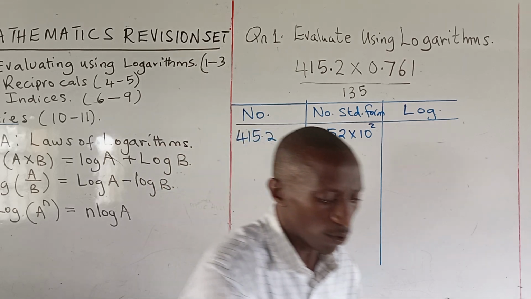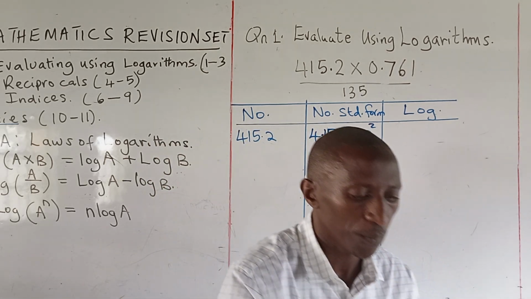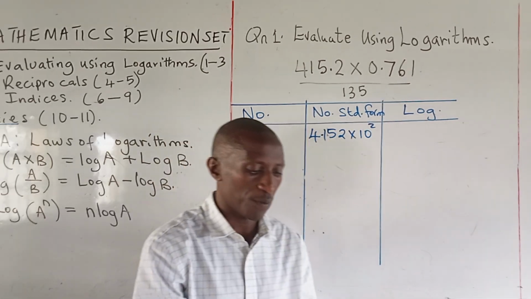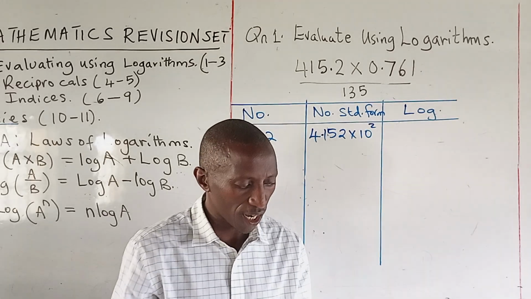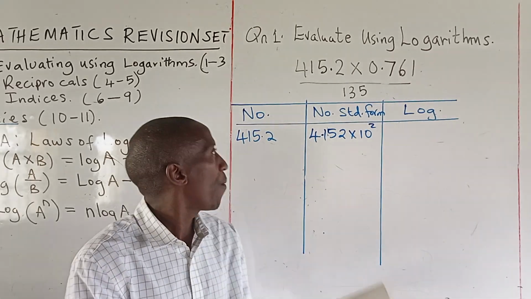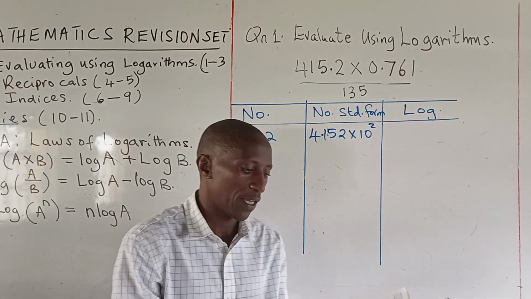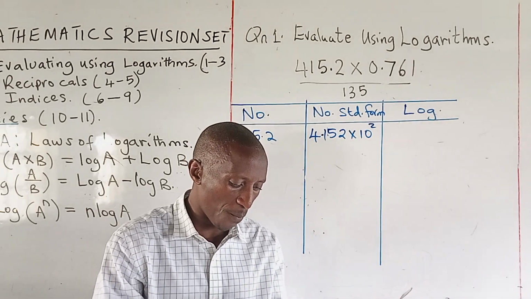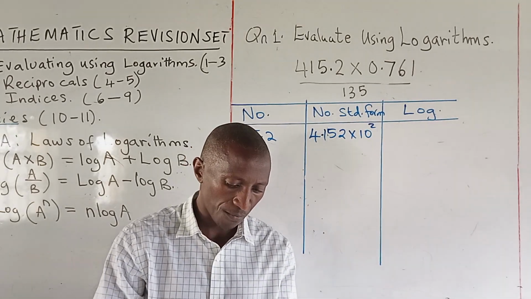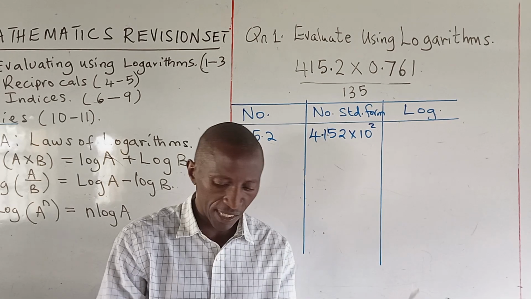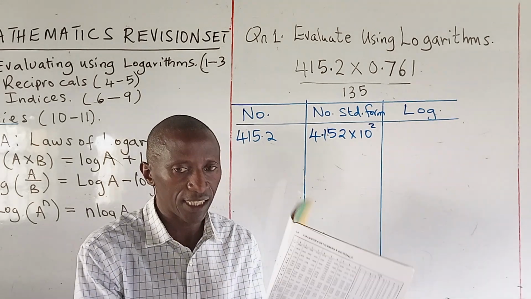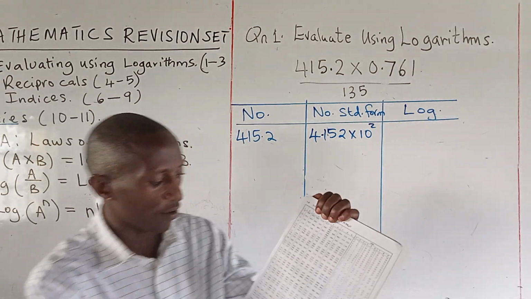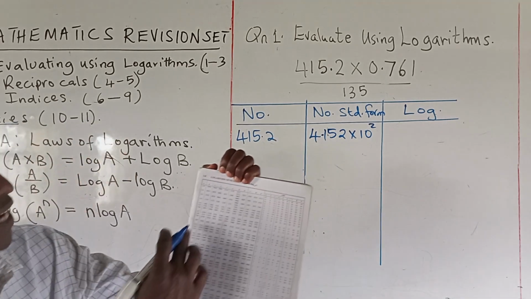So learners, I would like you to go to your logarithm table, the mathematical table, and we read the logarithm of 4.15. On the first column, we have 4.15. I'm reading 6180. So how do we read on that one? We go to the x column.